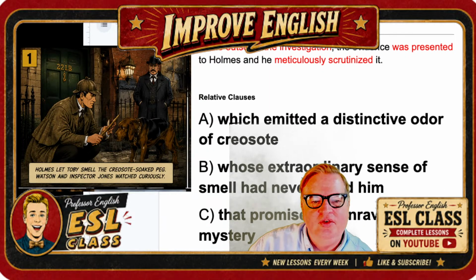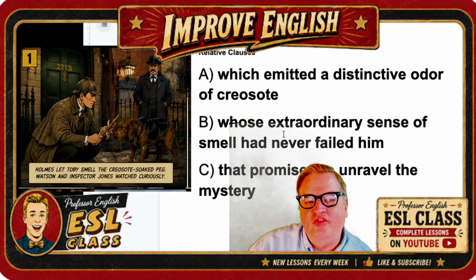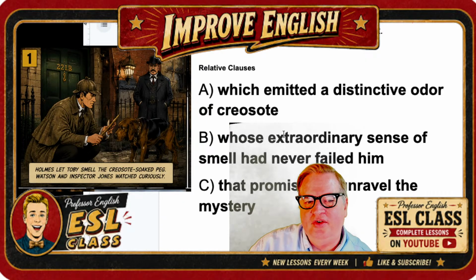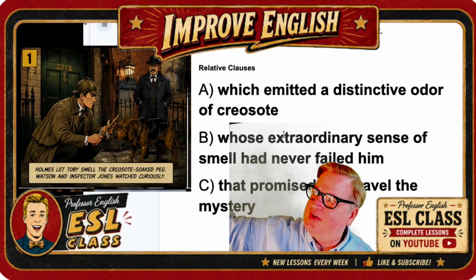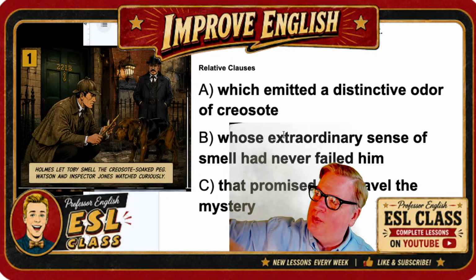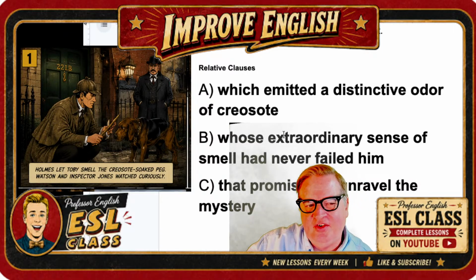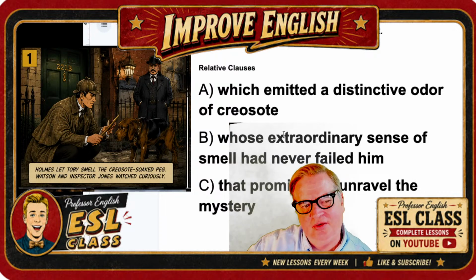Okay, what about the first relative clause, which emitted a distinctive odor of creosote? So remember, creosote is something that you put over the wood to preserve it so it doesn't go bad. And it's sticky and it smells. Some kind of oily, sticky substance.